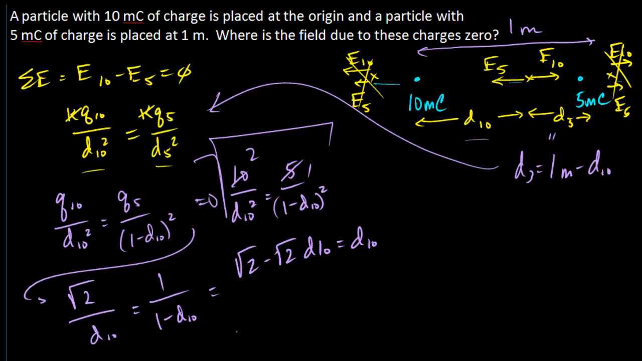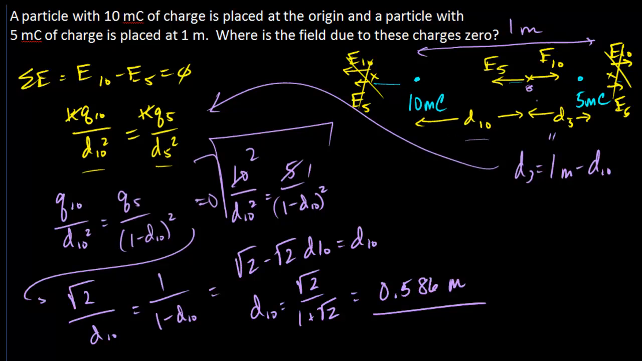Do a little bit of algebra. We get that d10 equals radical 2 over 1 plus radical 2, and with a little typing on your calculator, we get that d10 is about 0.586 meters, which means that the position on this diagram where the field is 0 is 0.586 meters to the right, because that's what we call d10 of our 10 millicoulomb charge.